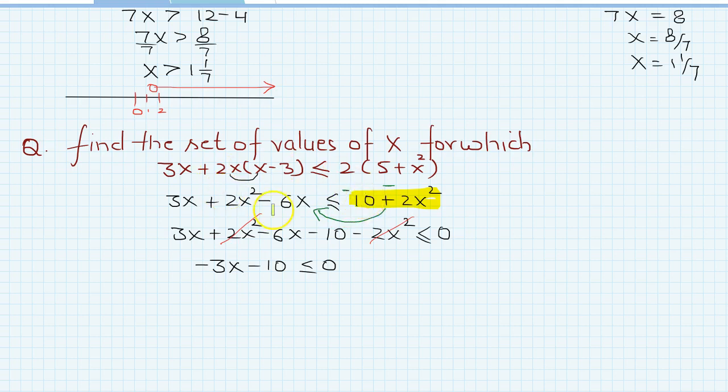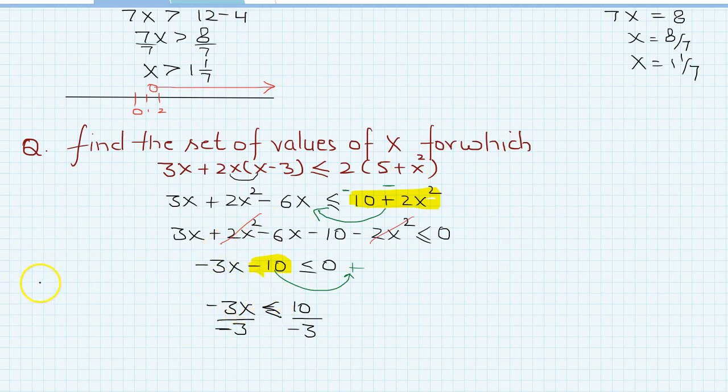There was no idea even to take it this side, but anyway, this 10 we are going to take back this side. So this minus will become plus. So our inequality will be minus 3x is less than or equal to 10. Now that is the important thing. What we are going to do, divide both sides by minus 3. The moment you divide or multiply by minus, the inequality changes.